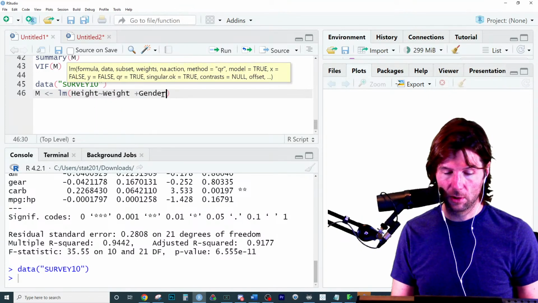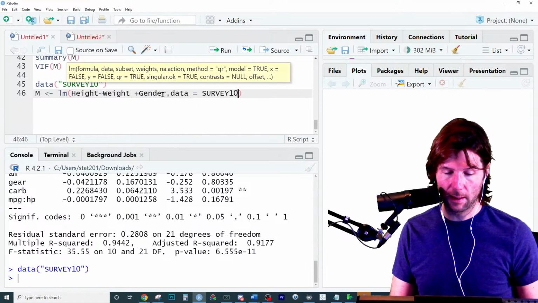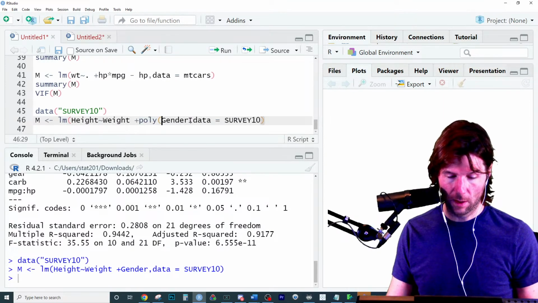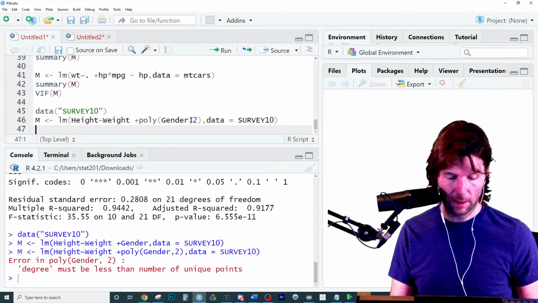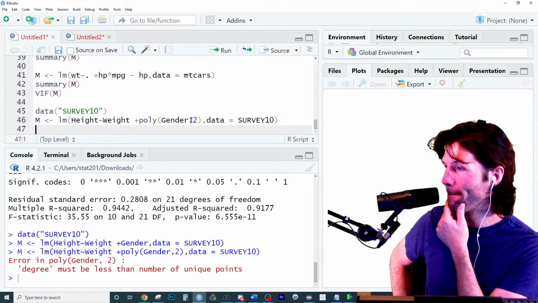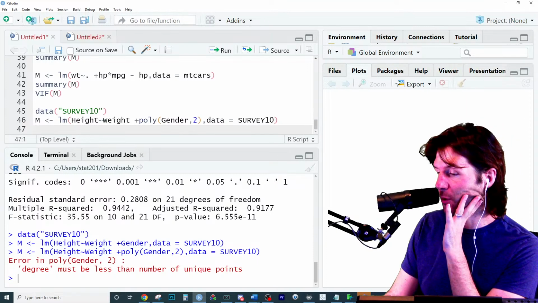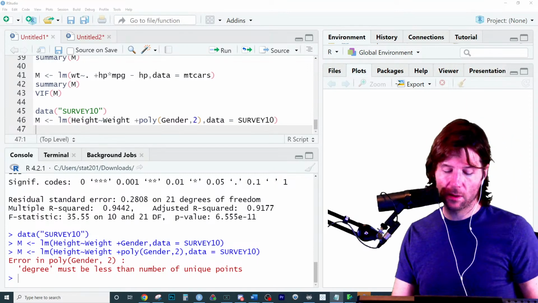Why can I not do a polynomial? Who knows why I cannot? Let's try a poly right here. Why can I not poly that? Influential points? Yeah, influence points. Let's look at influence plots here in a moment.